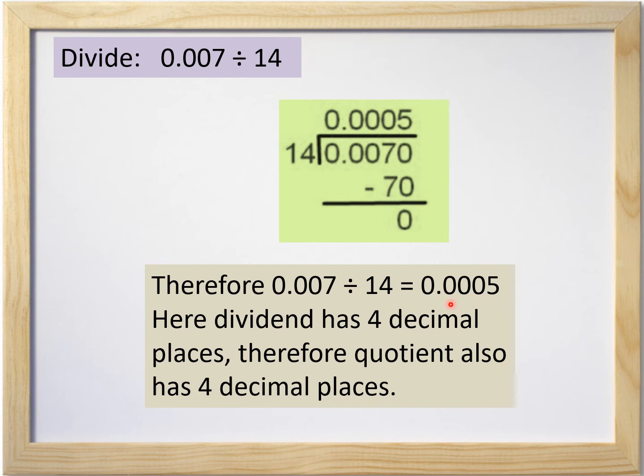0.0005. Now, how many decimal places are there in the quotient, children? There are 4 decimal places. Here, the dividend has 4 decimal places. Therefore, the quotient also has 4 decimal places. Here, children, after this 7, we have added one 0. So, there are 4 decimal places. So, that means in the quotient also there will be 4 decimal places.